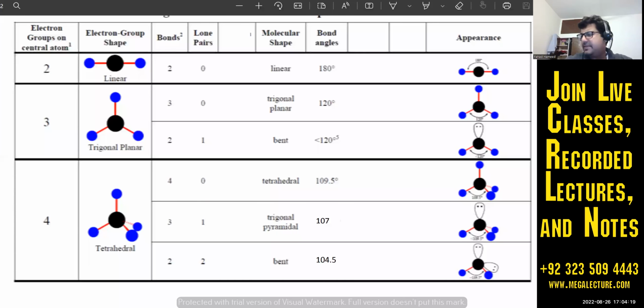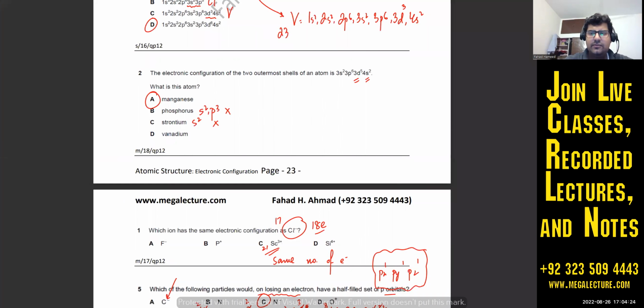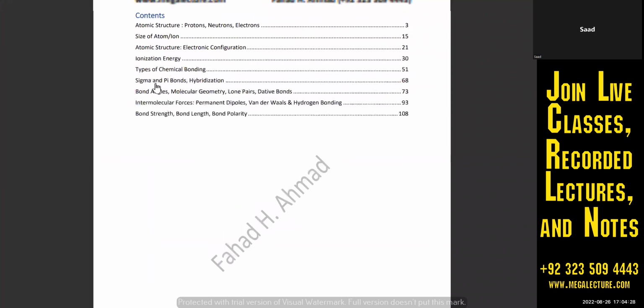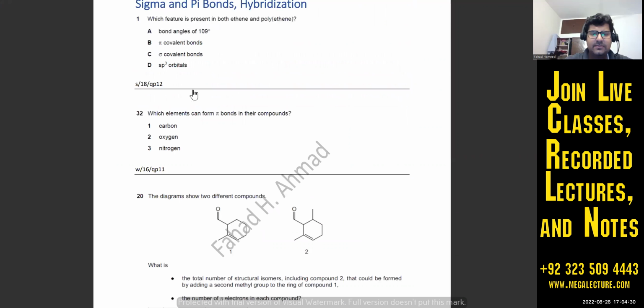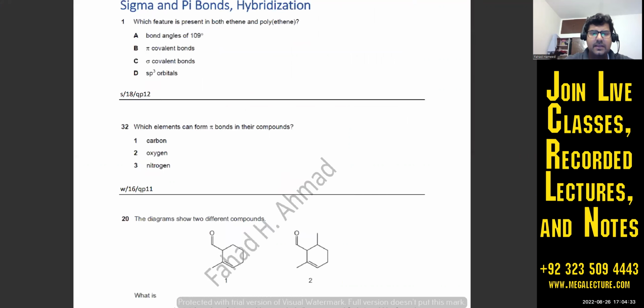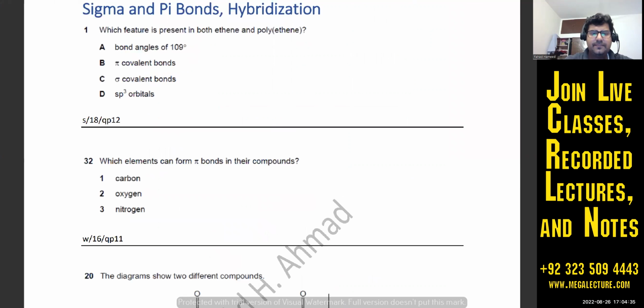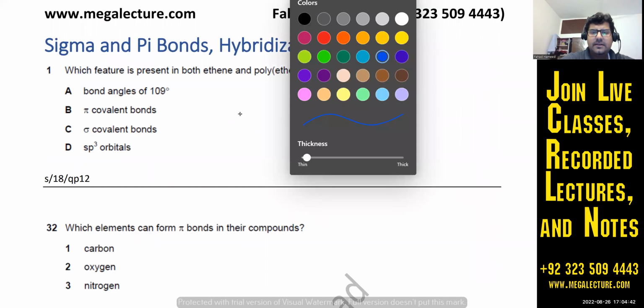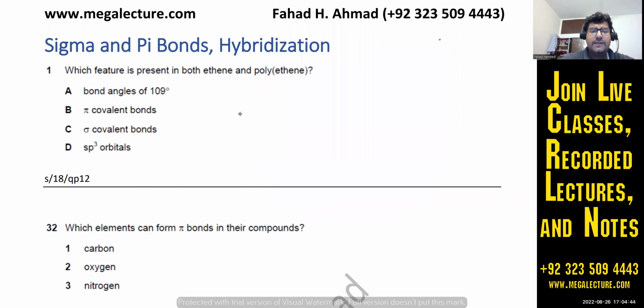Let's do past paper questions related to shapes of molecules, starting with shapes, bond angles, and molecular geometry. Starting with the first one: what feature is present in ethene and polyethene? ठीक है, दोनों के अंदर कौन सा feature present है?